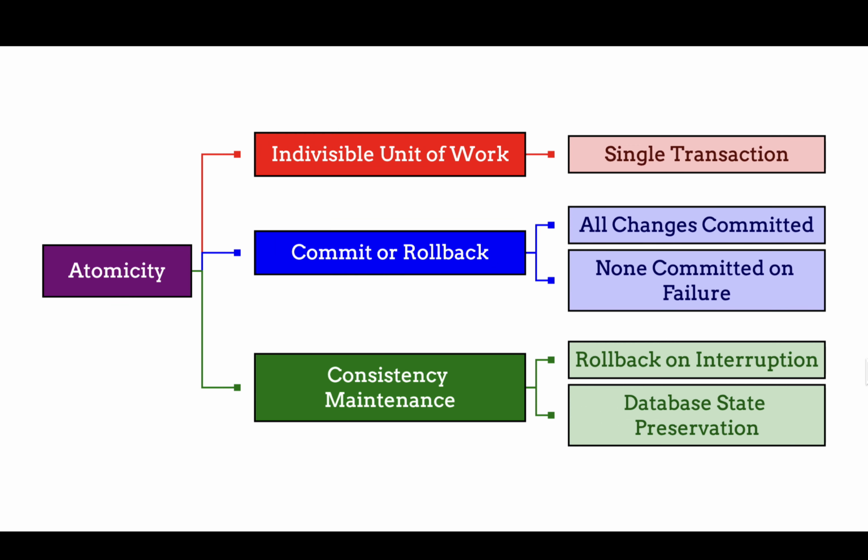Atomicity. One, this property ensures that a transaction is treated as a single, indivisible unit of work. Two, either all of the changes made in a transaction are committed to the database, or none of them are. Three, this means that if a transaction is interrupted or fails, any changes made in that transaction will be rolled back, so that the database remains in a consistent state.